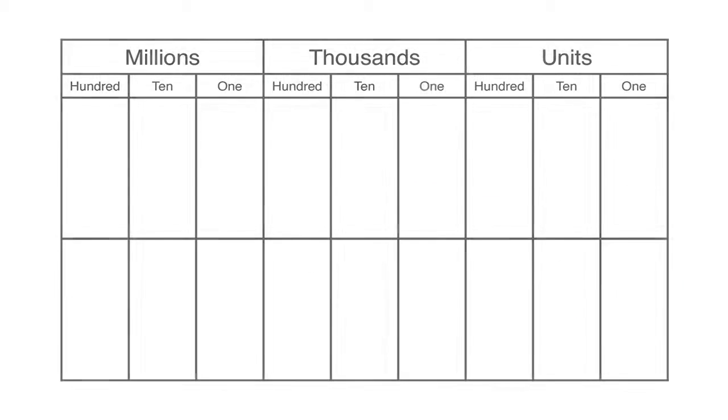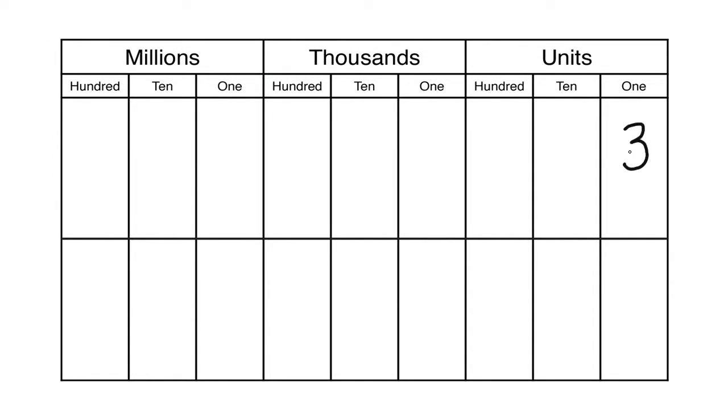Let's see if this pattern applies to other numbers. Let's write a 3 in the ones column. This is 3 ones. What would 10 times the number look like? Well, 3 ones times 10 would be 3 tens or 30. So 30 is 10 times larger than 3.